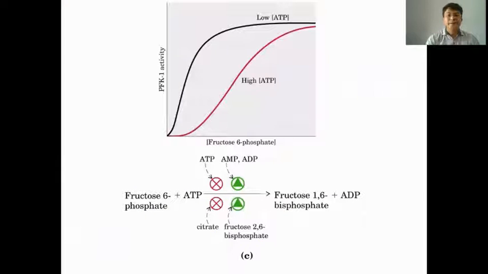Here, a high level of ATP can result in allosteric regulation, whereas low levels of ATP can increase the phosphofructokinase activity. So here you can see that ATP and citrate cause the negative effect or negative control, whereas AMP, ADP and fructose 2,6-bisphosphate exert the positive control over phosphofructokinase 1 activity.